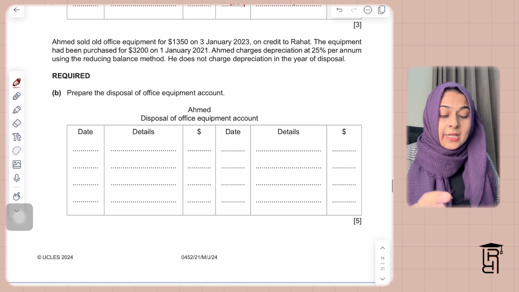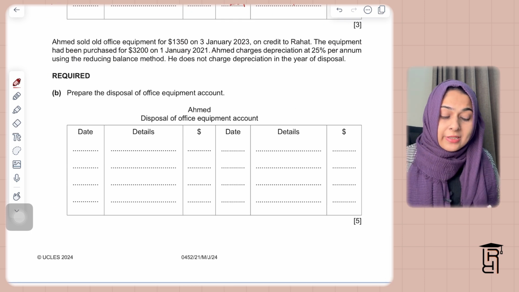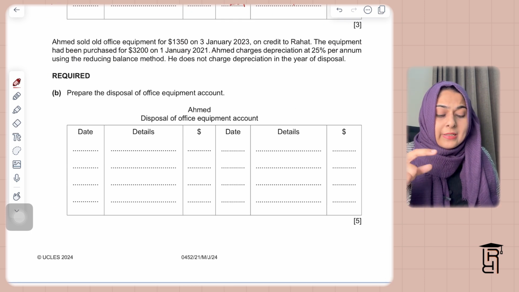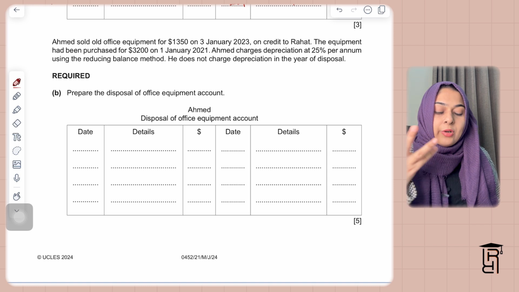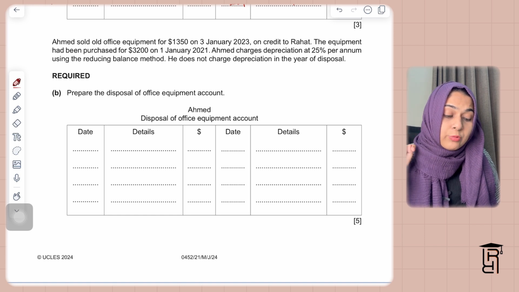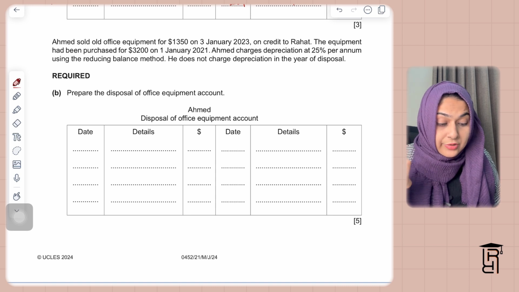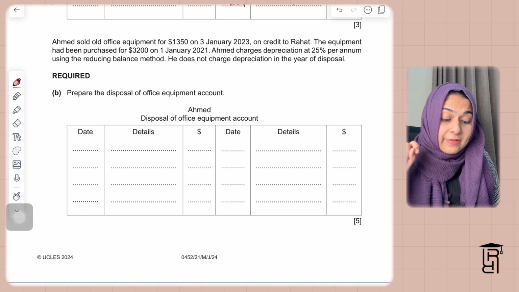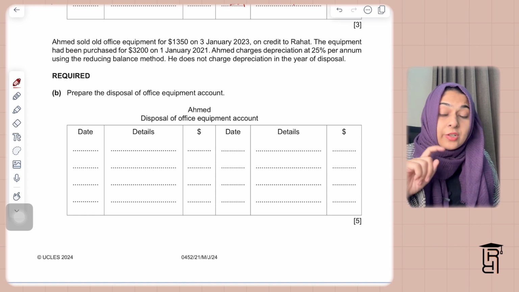In the next part, this is from depreciation and disposals, and again the question has a lot of topics, so it's a nice interesting question. Ahmed sold office equipment for 1,350 on 3rd January 2023 on credit to Rahat. The equipment had been purchased for 3,200 on 1st January 2021. Ahmed charges depreciation at 25% per annum using RBM. He does not charge depreciation in the year of disposal.